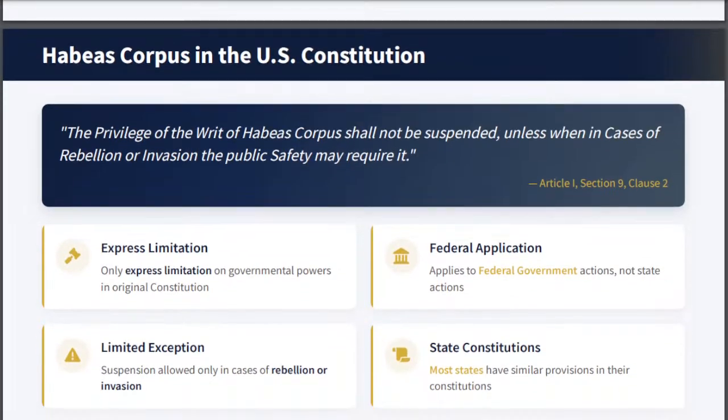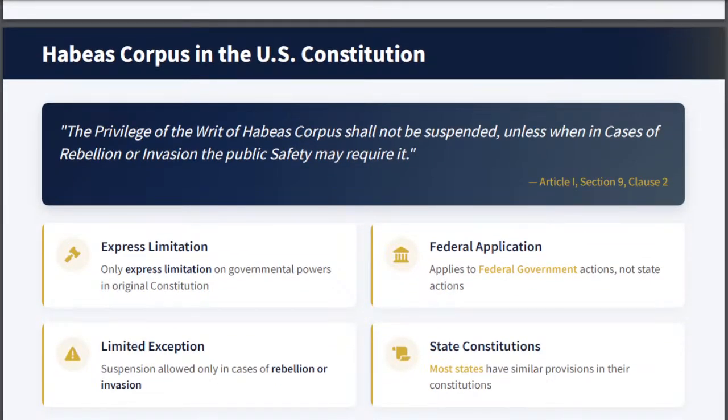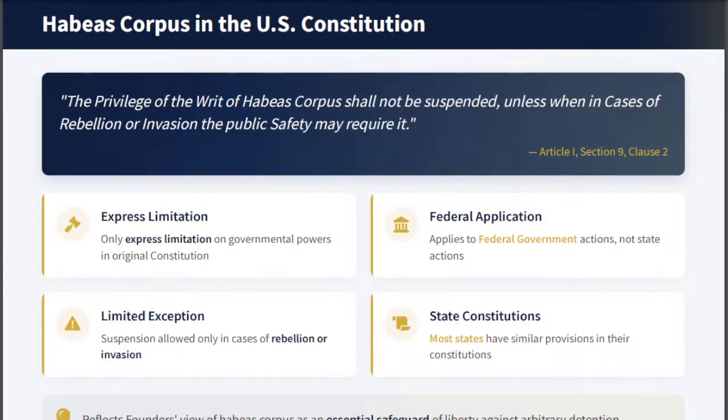Which brings us to habeas corpus in the U.S. Constitution. The privilege of the writ of habeas corpus shall not be suspended unless, when in cases of rebellion or invasion, the public safety may require it. Yikes, and that's from Article 1, Section 9, Clause 2. Unless in cases of rebellion or invasion, the public safety may require it.